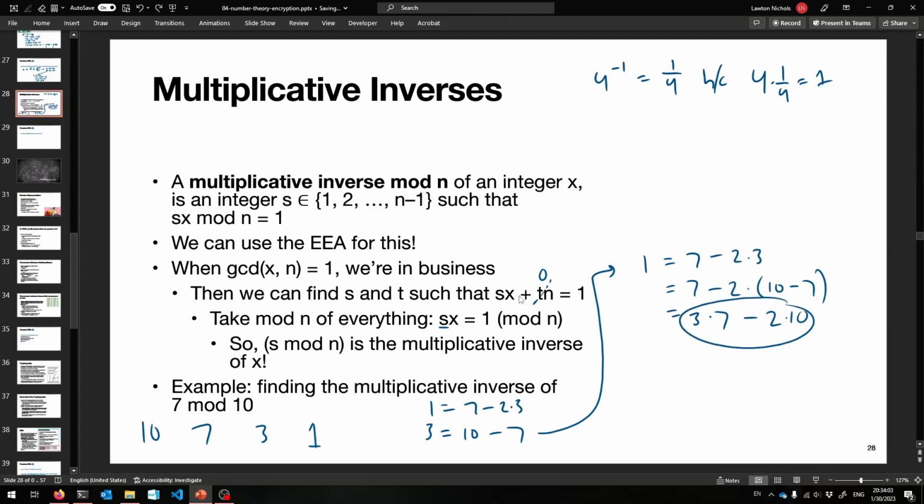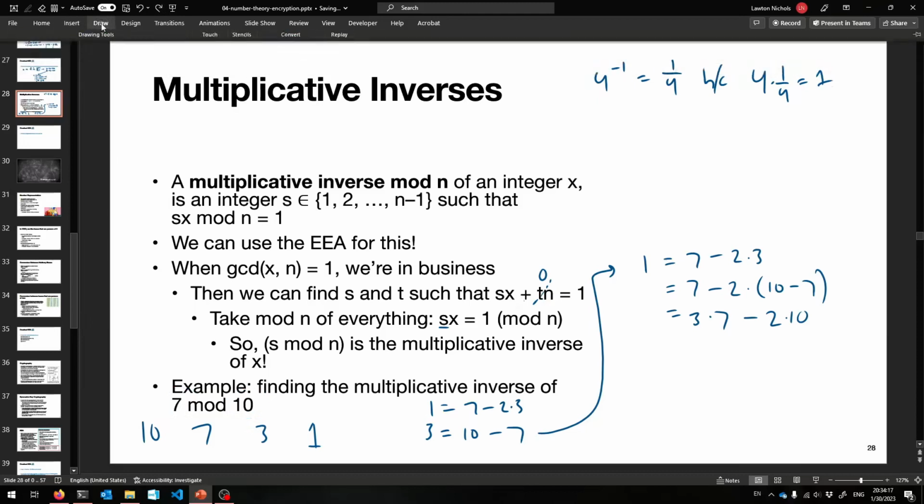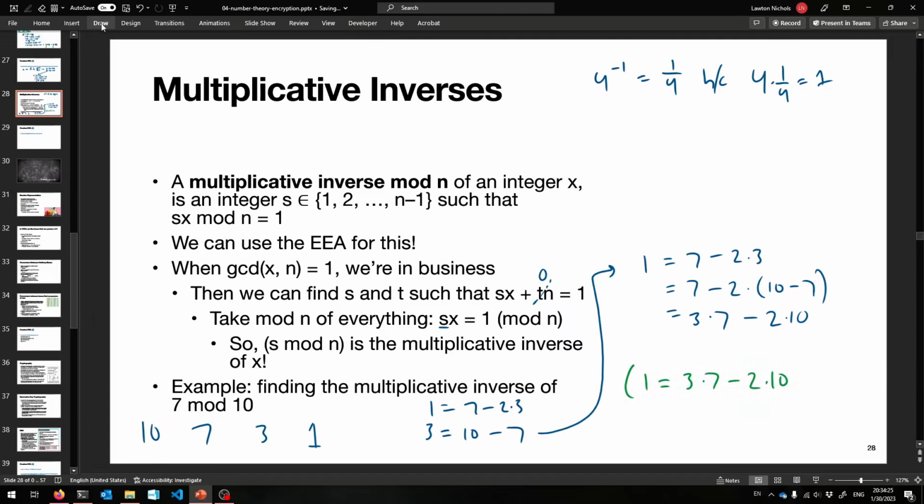And now I'm trying to find the multiplicative inverse. Remember our original job: I'm trying to find the multiplicative inverse of 7 mod 10. So I'm going to take mod 10 in this equation on both sides. Because here's my final equation: 1 is equal to 3 times 7 minus 2 times 10. I'm taking that whole thing mod n, which was 10.